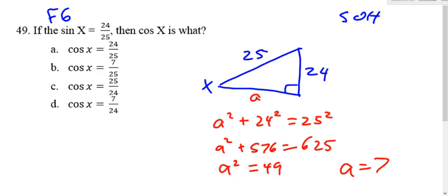So if this side is 7, that means cosine of x is adjacent 7 over hypotenuse 25.